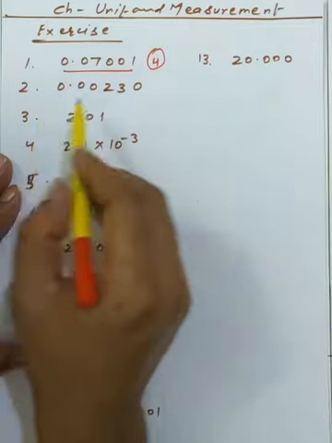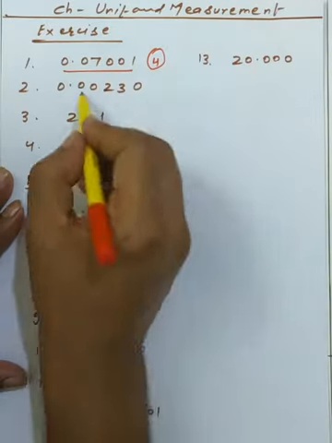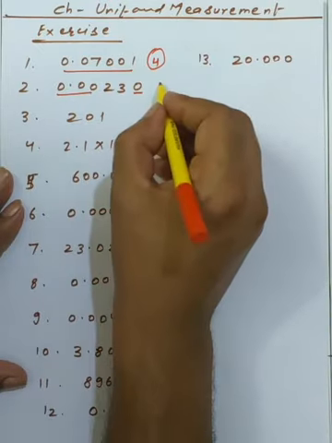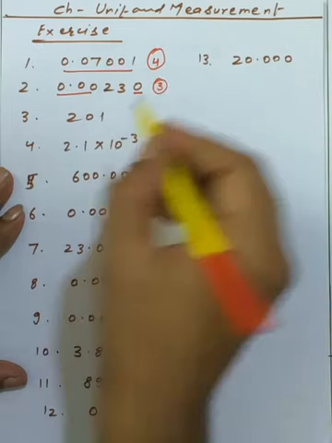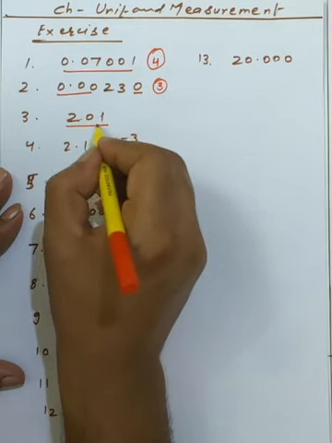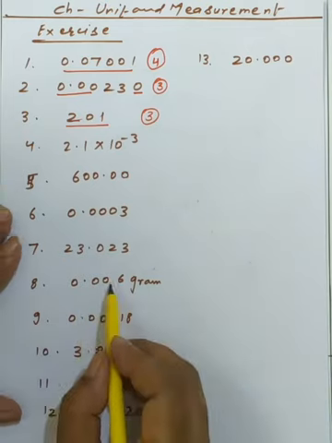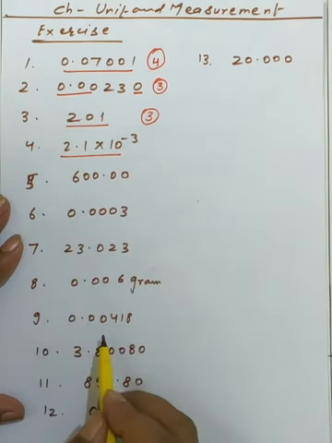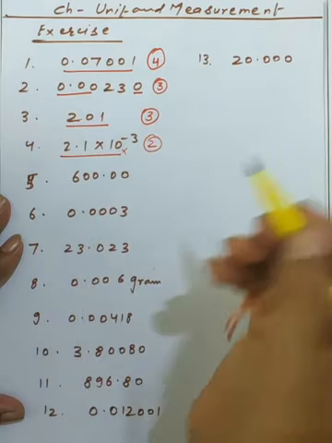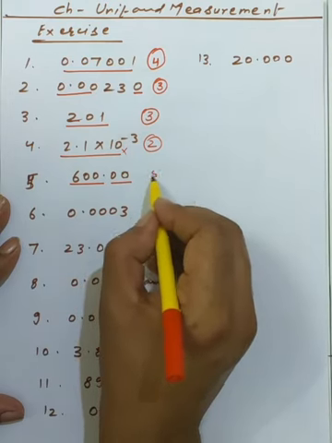Okay, now example number 2, 0.00230. These are the leading zeros, and this one is the trailing zero. So easily we can say the number of SF is 3. Now 201, how many SF? One of the rules is that a zero between two non-zero digits is an SF. So there are 3 SF here. Now 2.1 into 10 to the power minus 3. We are not including the power in the SF, so it has only 2 SF. Now 600.00 has 5 SF.